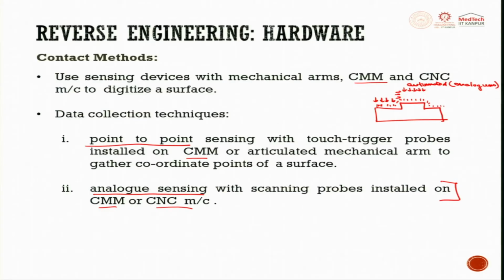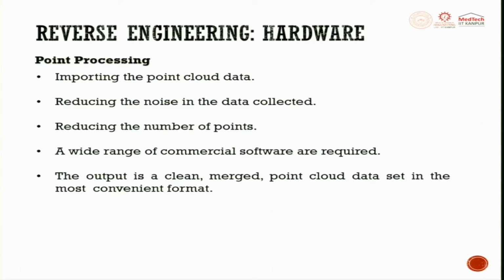Now, the point processing system is used to import the point cloud data, reduce the noise in the data collected, and reduce the number of points as well, because manually we can definitely select which points are important. For example, if this is a big length, I have taken 2 points here. I would just need one more point to understand this is the length. So, in only 3 points we will get the whole information of the surface, right?